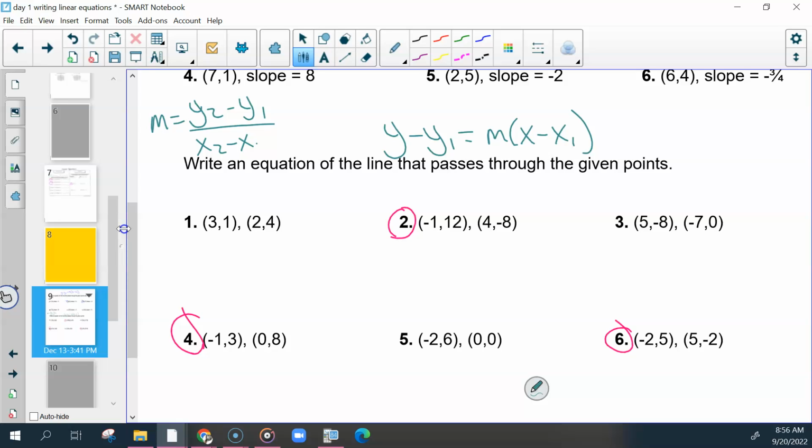So, number 1, we have to find our slope before we do anything else. If you don't have your slope, we can't use this format. So I'm going to go ahead and label all of my points, x1, y1, x2, y2, and then find my slope from there. So this would be 4 minus 1 over 2 minus 3, or 3 over negative 1, which would just be negative 3.